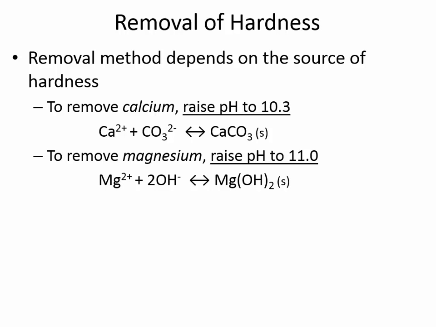To remove calcium, you have to change the pH to 10.3 to get calcium carbonate to precipitate. Calcium and carbonate are usually dissolved in the water, but if you get the pH above 10.3, it forms a solid. Here where it says S, that means what used to be dissolved in the water is now a solid. And then to remove the magnesium, you have to raise the pH above 11. So you have to add something, and you can see here they're adding hydroxide to get the pH even higher.